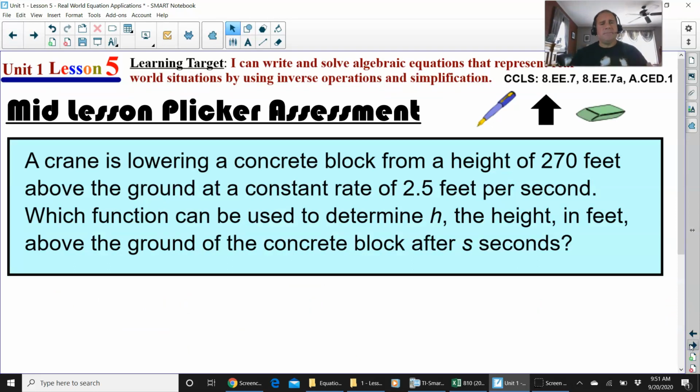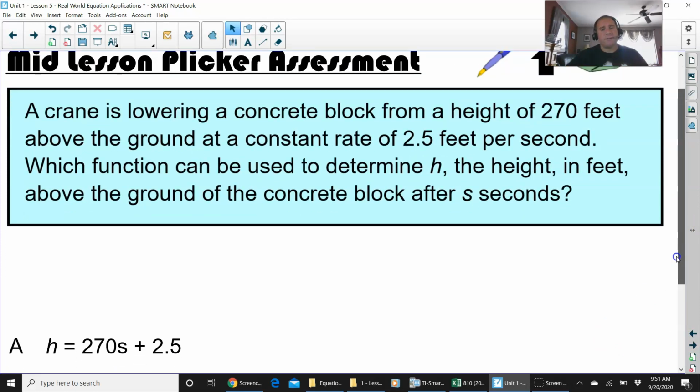All right, here's the mid-lesson assessment. A crane is lowering a concrete block from a height of 270 feet. The crane is up here and it's lowering at a constant rate of 2.5 feet per second. Which function can be used to determine h, the height, in feet above the ground of the concrete block after s seconds? So all you have to do really here is they're asking for the equation.